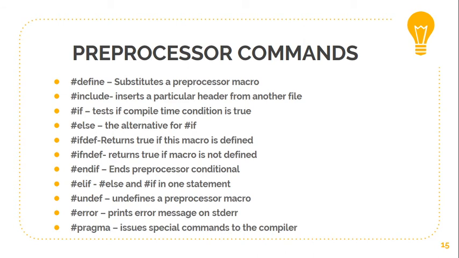Apart from this, there are so many preprocessor commands. I will go with them one by one. #define substitutes a preprocessor macro. For example, we have already seen in the first type, macro substitution, #define PI 3.142. Then the second one is #include. It inserts a particular header from another file. We have seen in the second type, that is #include <math.h>. We are going to include certain files from other directories.